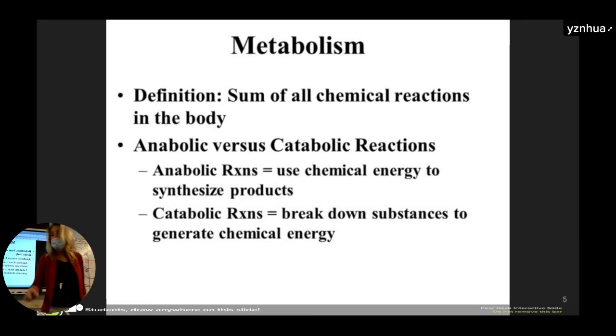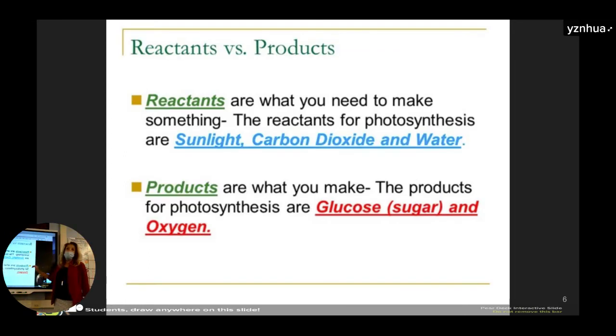All right. So then the next thing I want to review is reactants versus products. And you just want to remember that reactants are what?